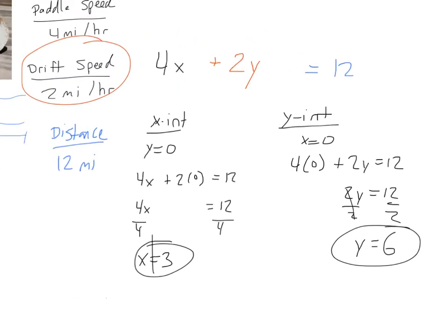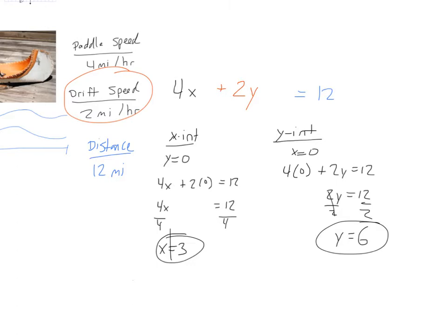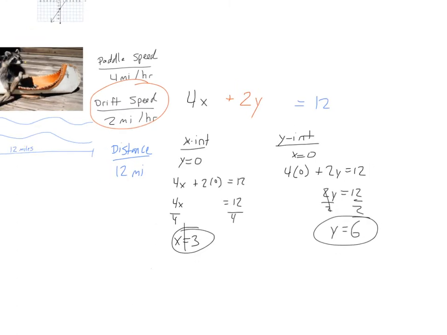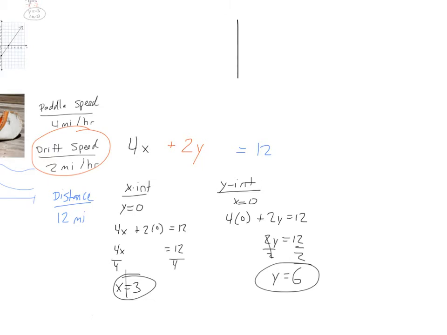Before I graph it though, let's first think. Am I drifting for negative hours? Am I going negative distance? Anything like that? No, I'm not. So I'm just going to use one quadrant, the first quadrant out of the 4. And let's think about it.